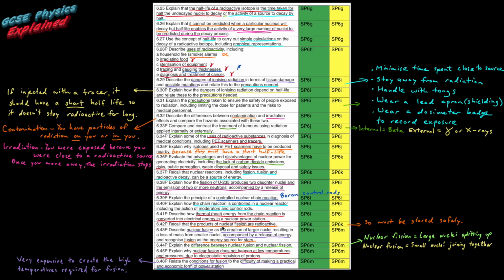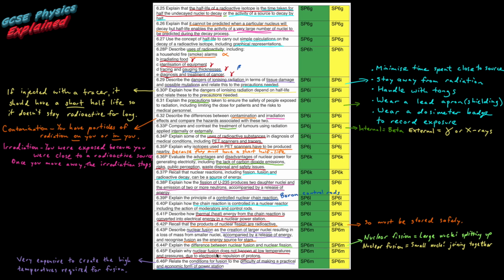You've got to say that the products of nuclear fission are radioactive. You've got to say that nuclear fusion creates larger nuclei accompanied by a release of energy, and fusion is the energy source for stars. You've got to explain the difference between nuclear fusion and nuclear fission. Well, nuclear fission is large nuclei splitting up and releasing energy, and nuclear fusion is small nuclei joining together and releasing energy.